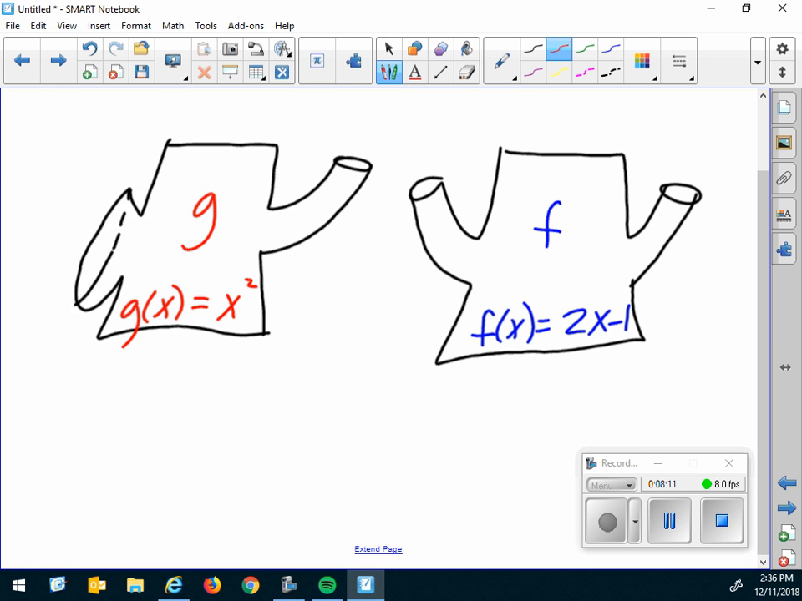Now, I'm going to put 3 in here. What comes out? And then I'm going to let 9 go into this one. 17. Right? Now, what if I let -1 go into G? And so positive 1's going to come out. And then I let 1 go into F.